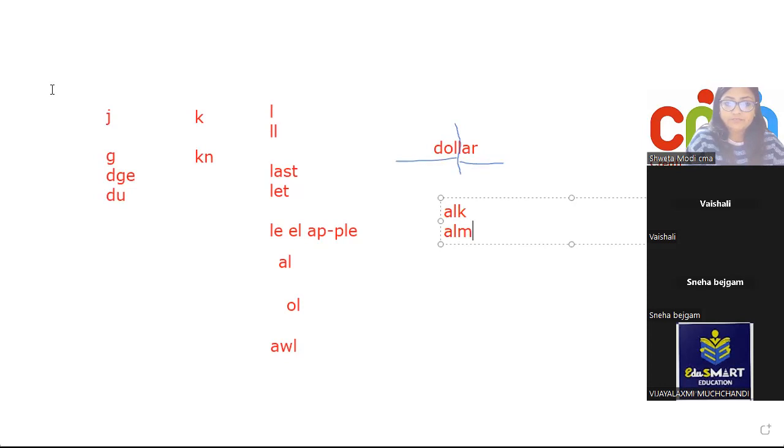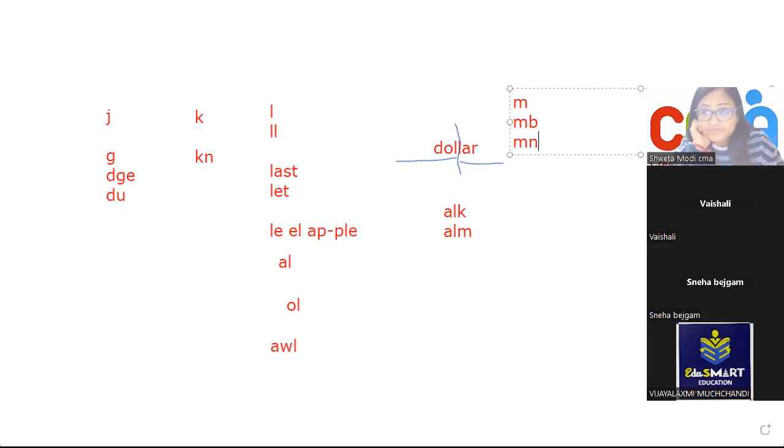Next we have letter M. Now M gives the m sound as a consonant sound, and it is silent many a times. It is silent with B. It is silent with N. Can you give me examples?